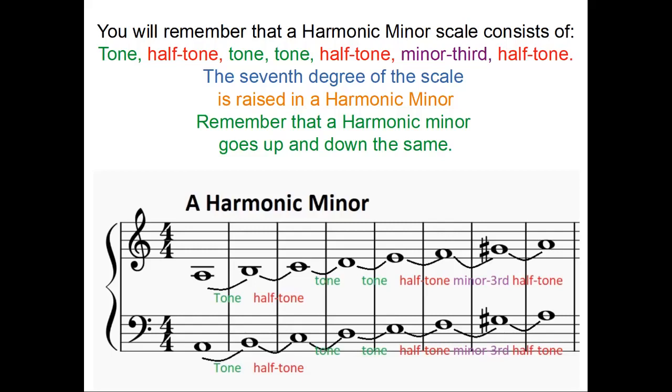Below we have an illustration of the harmonic minor, ascending 1 octave, treble clef and bass clef. The relative major of this A minor harmonic scale is C major. So the 7th degree of this scale is the G, which has become a G sharp, leaving a minor third between the F and the G sharp, and there's your semitone from the G sharp to the A.